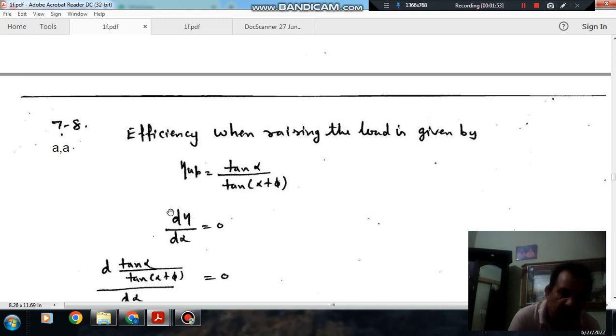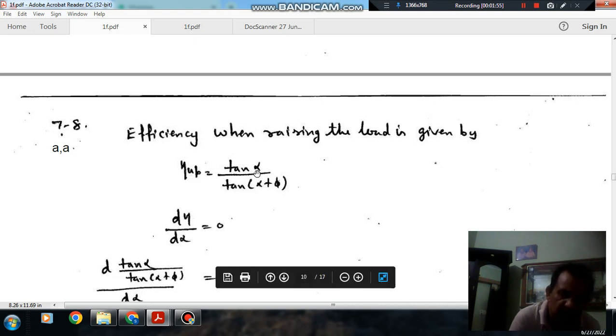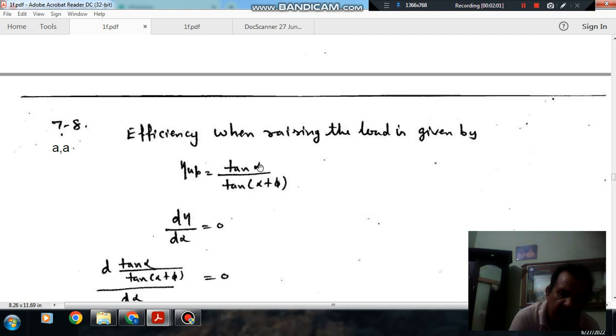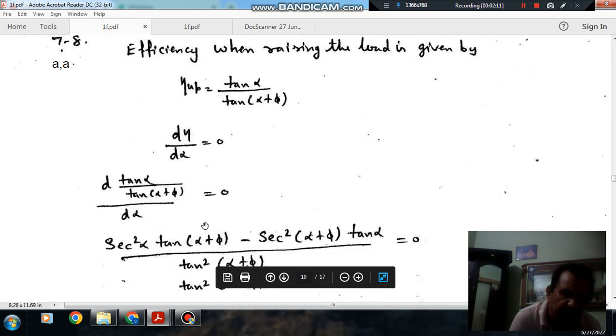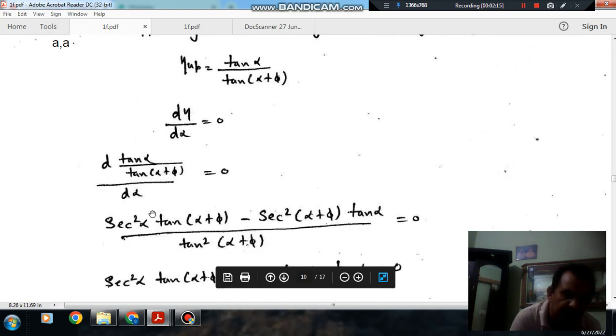So for maximum efficiency, d efficiency by d alpha should be equal to 0. We can make the helix angle alpha according to maximum efficiency, so now we are finding that angle alpha. If we differentiate with respect to alpha using the divide rule, it will be tangent square alpha plus phi in the denominator, and its differentiation is secant square alpha, and tangent alpha will remain the same, and the differentiation of the denominator term is secant square alpha plus phi, and tangent alpha will remain the same, equal to 0.